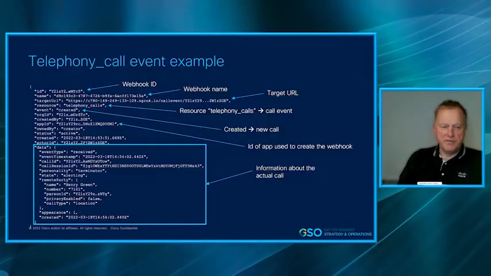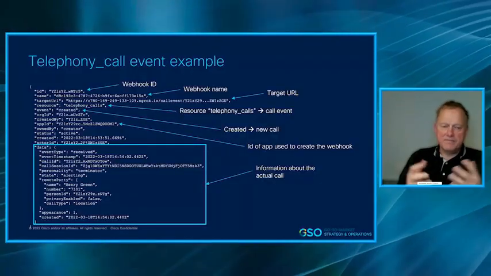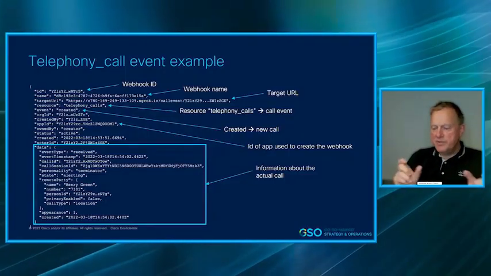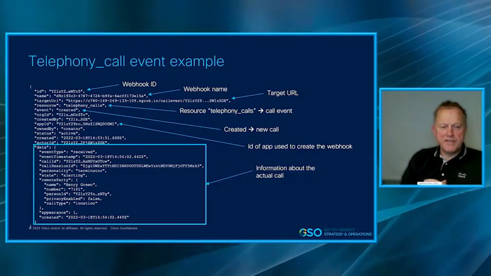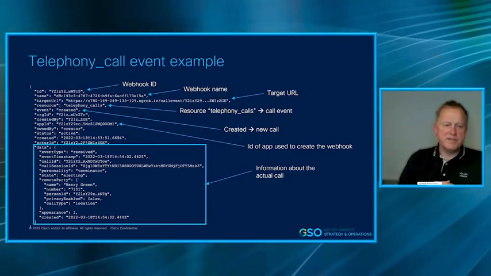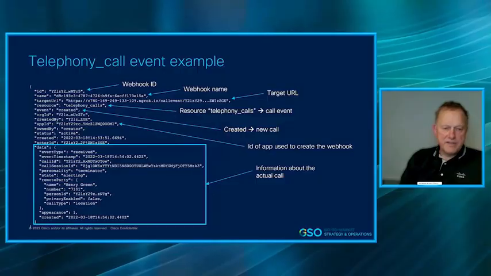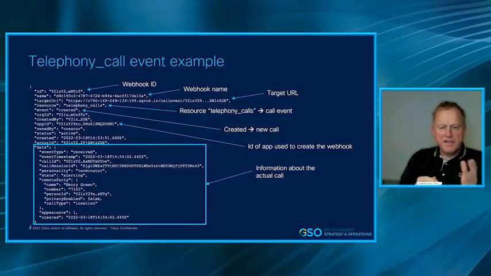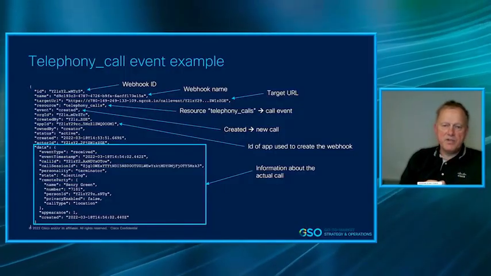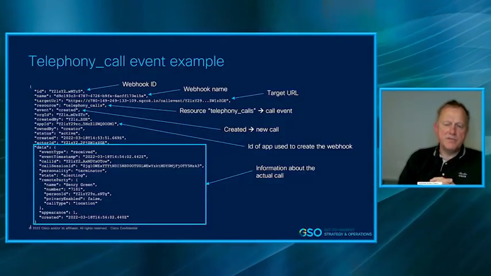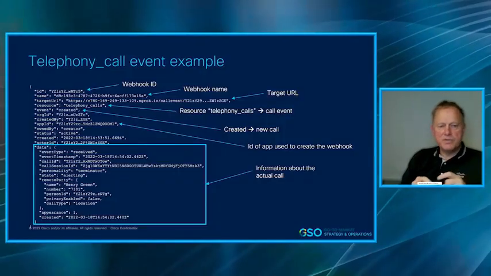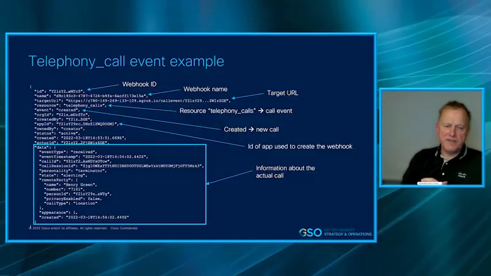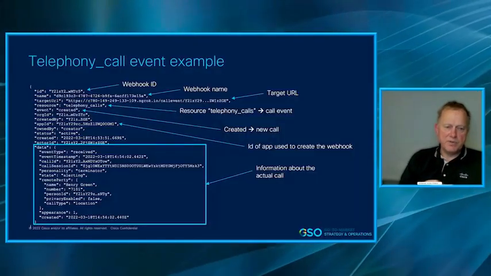The resource here, telephony calls, indicates this is an event related to an incoming or outgoing call on the platform. Event created: these event types are mapped to different call states. Typically you get a created event when a new call is established. Then you get parameters like the org ID, which is not really important in this context. The app ID is the internal ID of the application that was used to create the webhook, and this allows you to associate incoming events with applications if various applications share the same webhook.